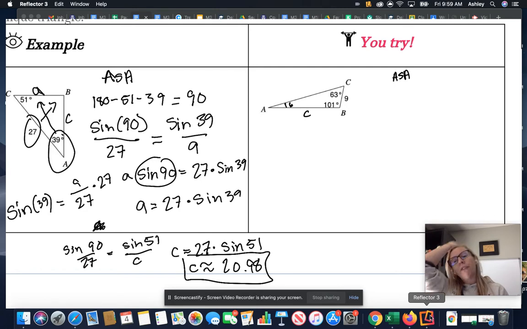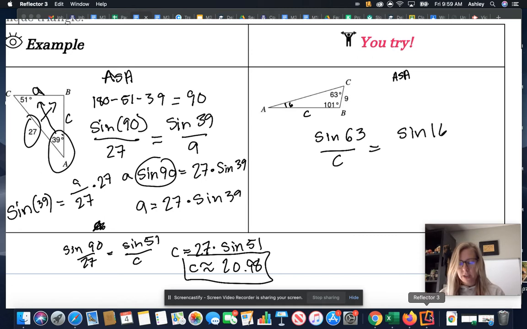All right, so if I'm solving for side C, I'm going to do the sine of 63 over C, because that's what I want to solve for, opposite angle and side, is equal to the sine of 16 and its opposite pair of 9, because that's the only ratio I can complete. So now we need to cross multiply. 9 times the sine of 63 is going to be equal to C times the sine of 16.